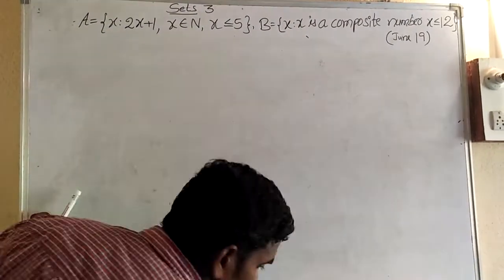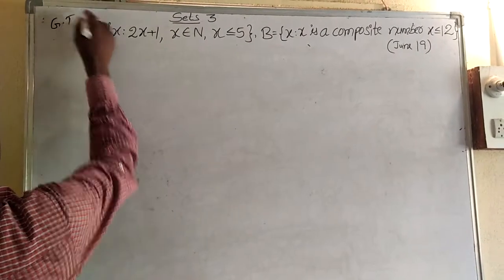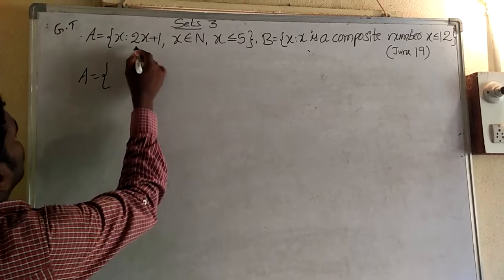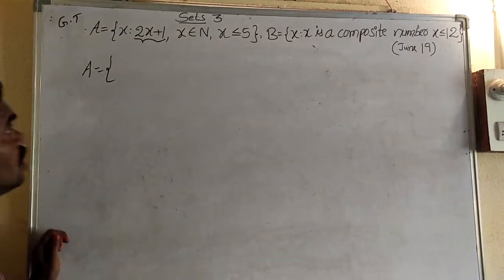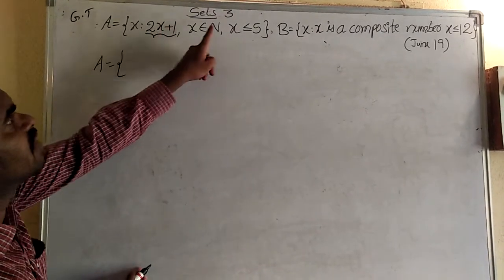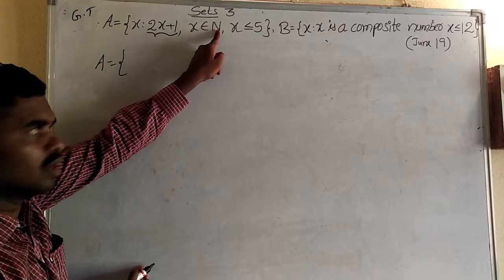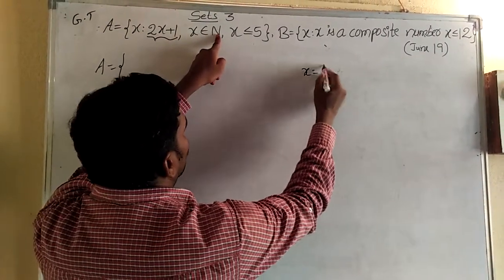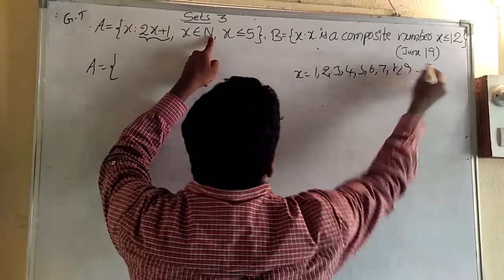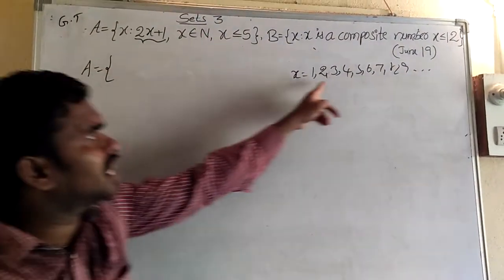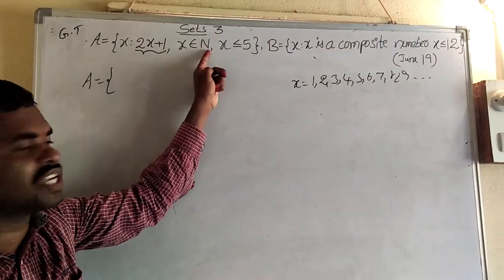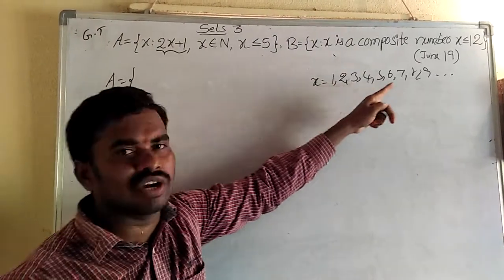What is the given statement? Given that capital A equals {x such that 2x plus 1}. In this, we know what x is. X means it is a natural number. What are natural numbers? 1, 2, 3, 4, 5, 6, 7, 8, 9, and so on. These are all natural numbers. How can we know? In the question it is mentioned that x belongs to N. Therefore, N means 1, 2, 3, and so on.